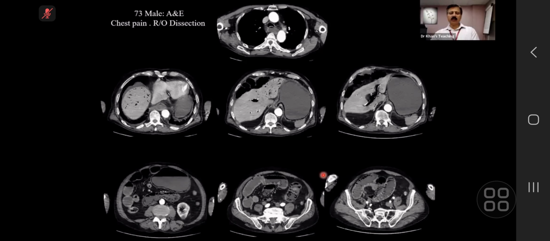This is a slam dunk case. What is your diagnosis here? Around the stomach, what is happening? So there's pneumatosis within the stomach. Right. Wall.